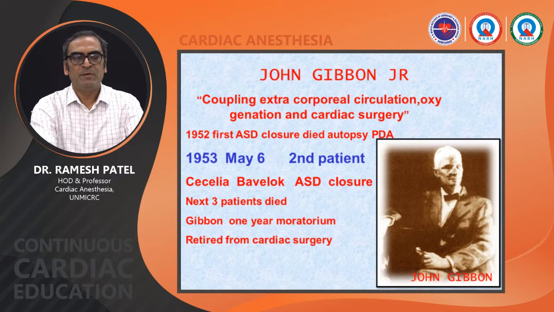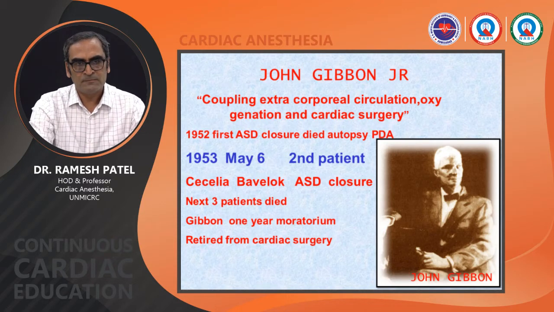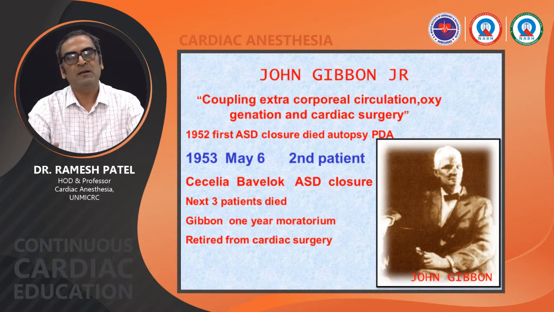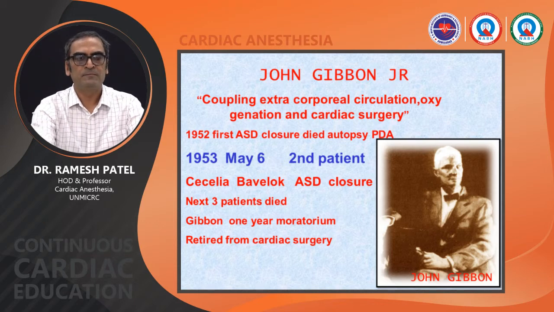In 1952, Dr. John Gibbon first operated on a case of atrial septal defect, but unfortunately the patient died, and in autopsy it was found that the patient had a huge PDA. After that, on May 6, 1953, he operated on another case of ASD, and fortunately the patient survived. He used the cardiopulmonary bypass machine.